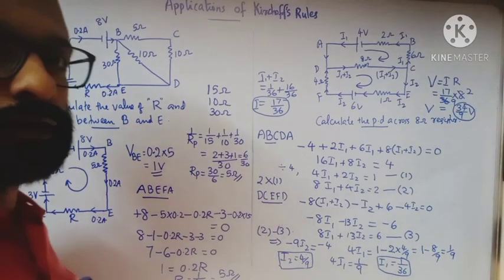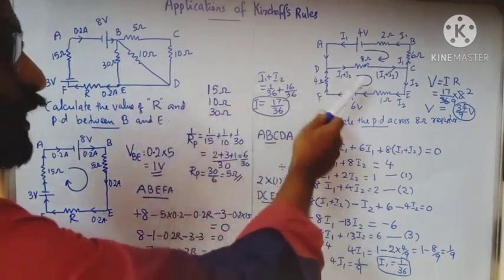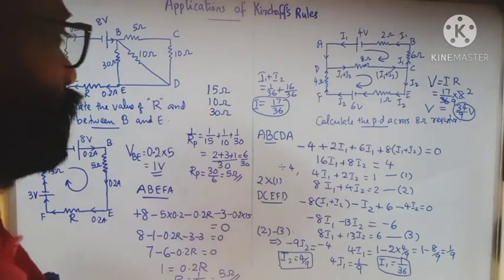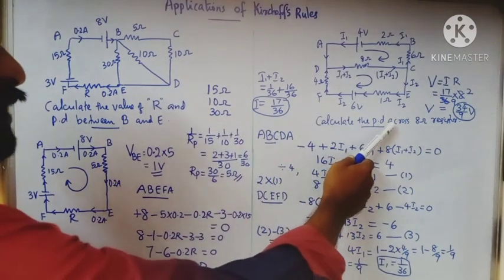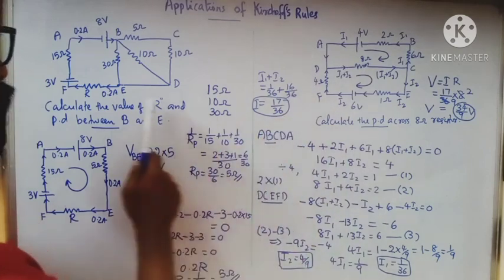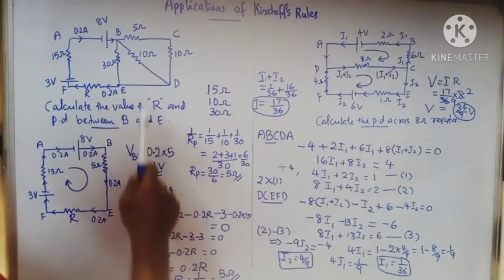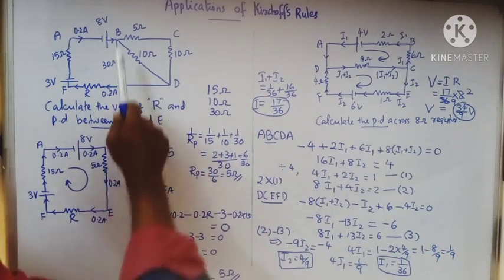So hence we have solved these two questions. These two networks we have solved. We have calculated the potential difference across the 8 ohm resistor here. Here we got the value of an unknown resistor and we have found out the voltage across B and E.